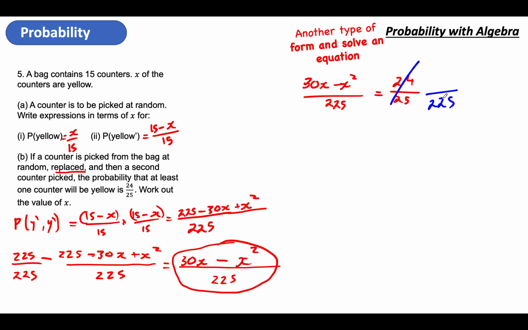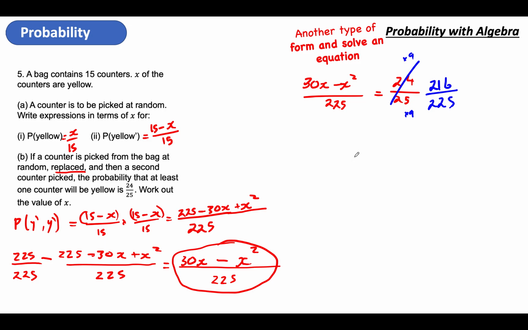Now, how many 25s go into 225? 4 into 100, 8 into 200, so that's 9, right? So I've times the bottom by 9. So let's times the top by 9 as well. When I do 24 times 9, I get the wonderfully brilliant value of 216.